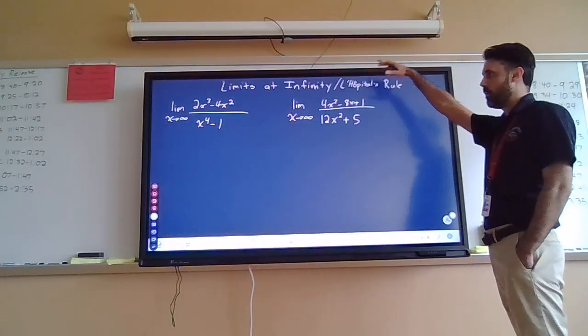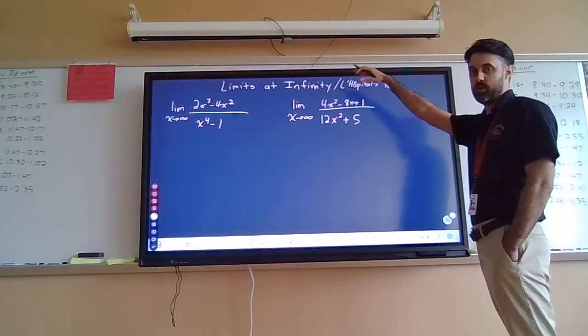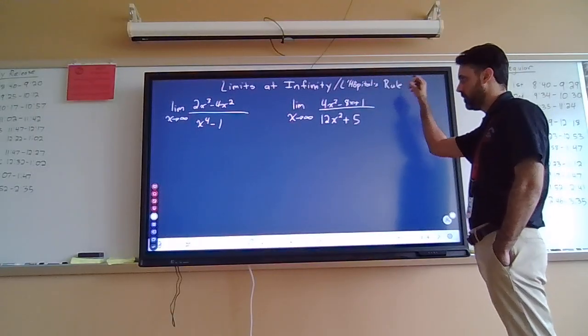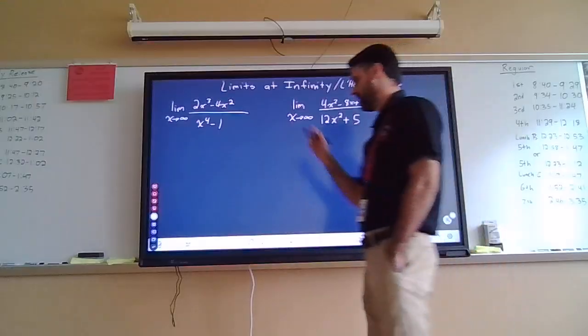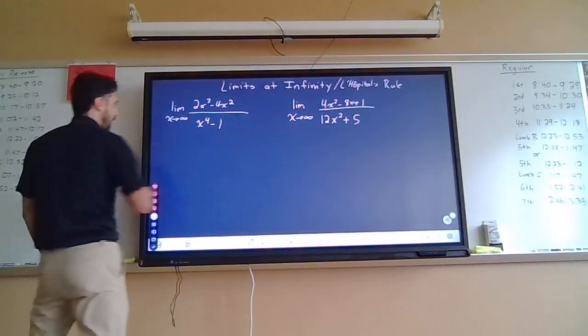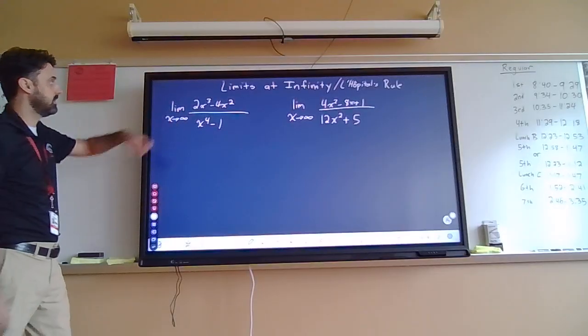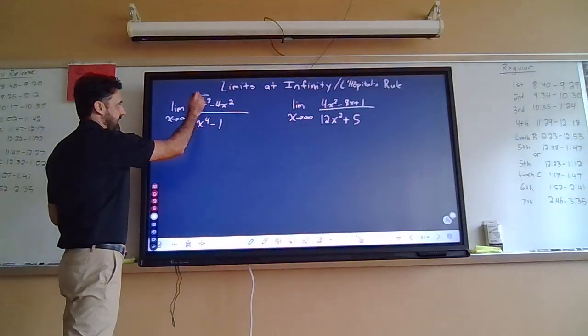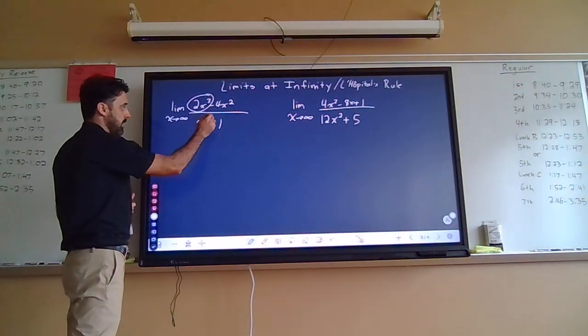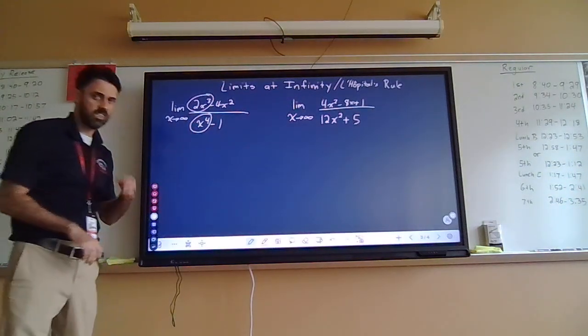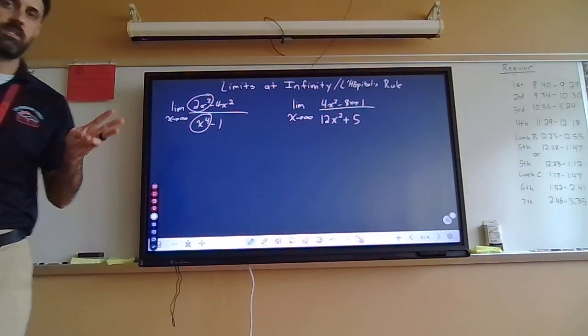So I want to take another look at limits as we're approaching infinity and applying L'Hopital's rule to these types of questions. I've got two problems up here. In the first one, we have the limit as x approaches infinity, and in the top, the biggest exponent is x to the third, and the bottom is x to the fourth. So we actually now have three ways that we can do these types of questions.